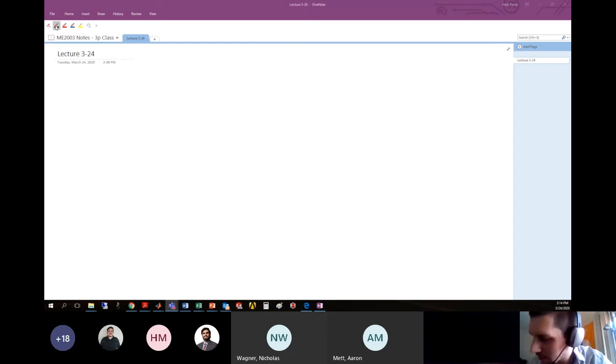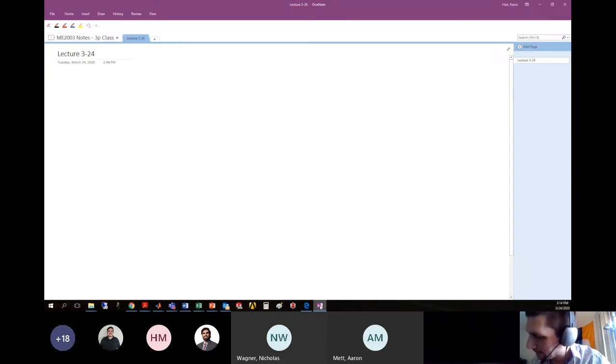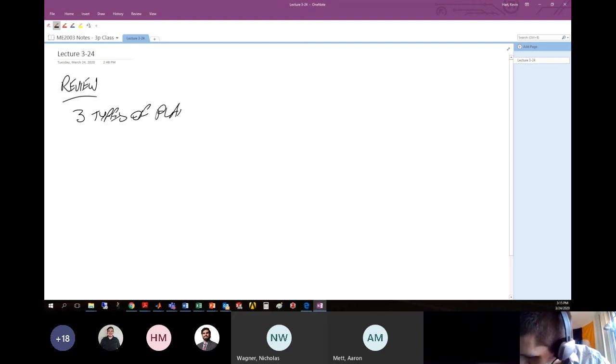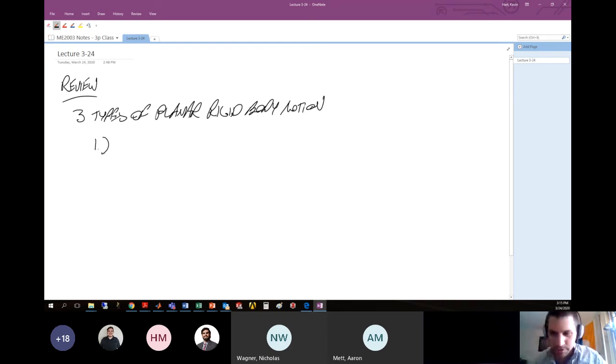Okay, so let's go through this. So let's say review, and of course it's already not working. Okay, here we go. So review. And to review, we had 3 different types of rigid body motion that we were going to discuss in this class. So 3 types of planar rigid body motion. Okay, number 1 was translation.